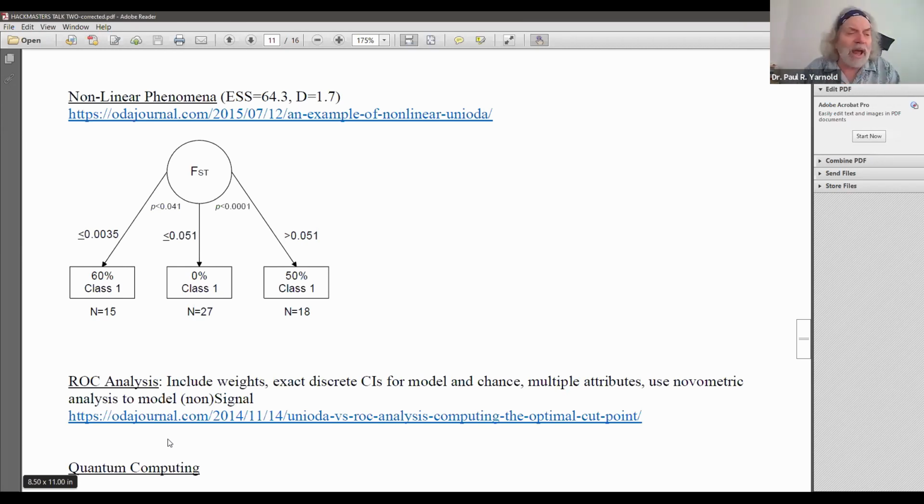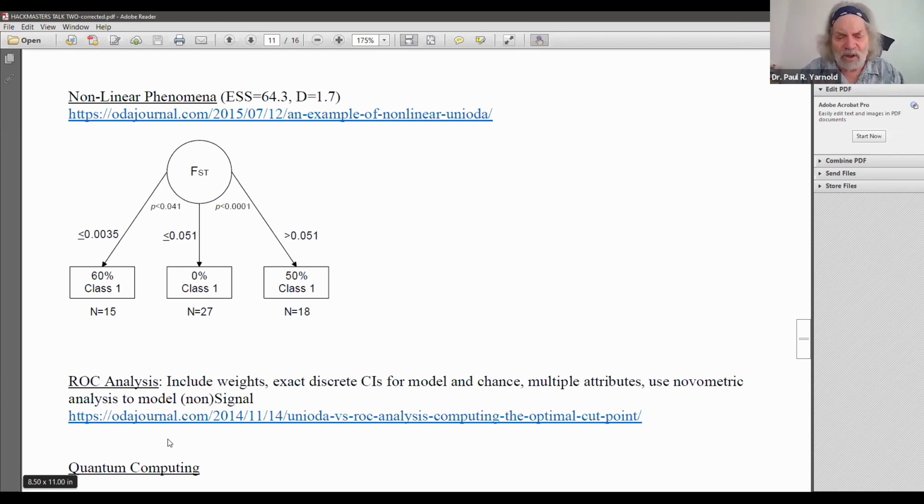And what about using multiple attributes? What about using a Novometric model or a CTA model instead of just one variable? Instead of trying to predict the phenomenon and seeing how it does against chance, why not use more information? Why not get a better ROC curve? So there are Nobel Prizes in this, obviously.